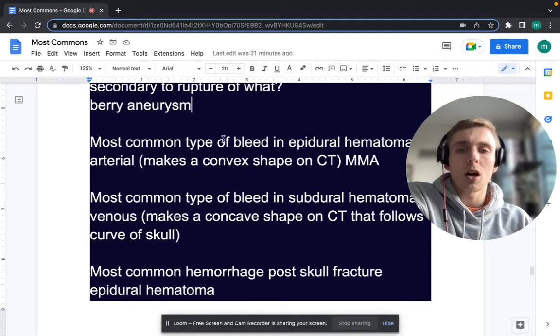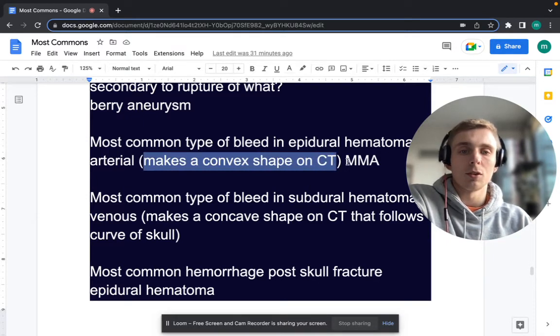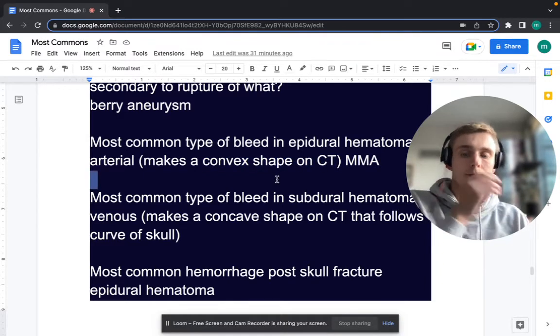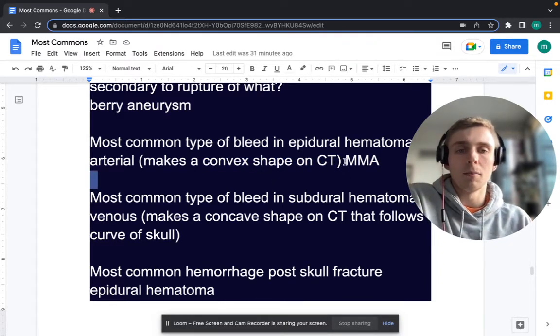What is the most common type of bleed in epidural hematomas? That's going to be the middle meningeal artery, MMA, and that's an arterial bleed. It makes a convex shape on CT. How we can remember is middle meningeal artery, MMA, and remember for epidural hematomas, it's typically from a parietal skull fracture.